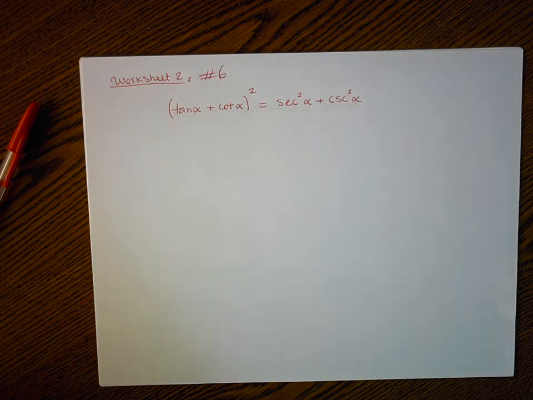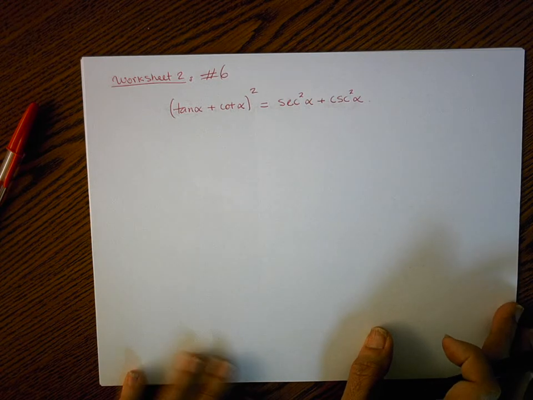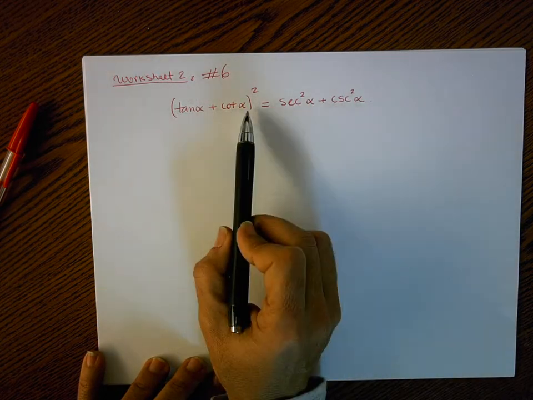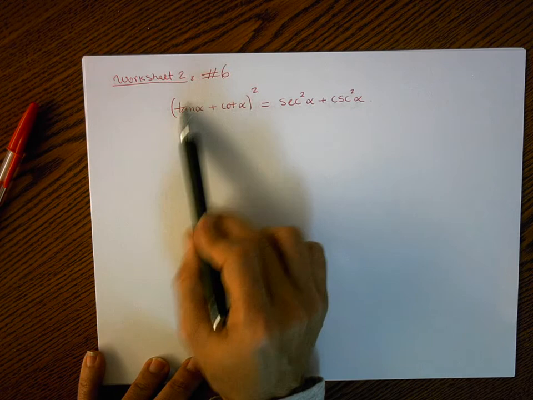Let's go ahead and see what we got here. So let's go to number 6. It's from your homework, worksheet 2. All right, you have to agree with me that you have this binomial inside of this parenthesis that I'm squaring.